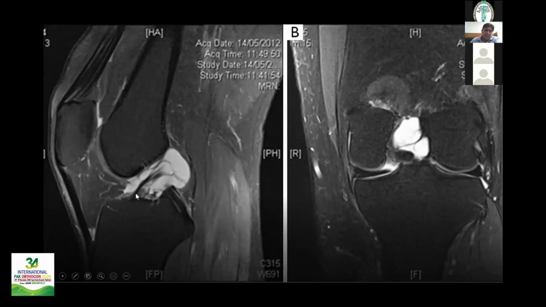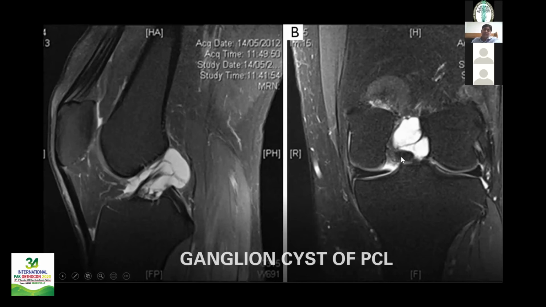Here you see that this is the anterior cruciate ligament, and there are multiseptated T2 hyperintense signals in relation to it. Here on the coronal image, again, we can appreciate this, and this is in correlation with the PCL as well. So this was a ganglion cyst of the posterior cruciate ligament.